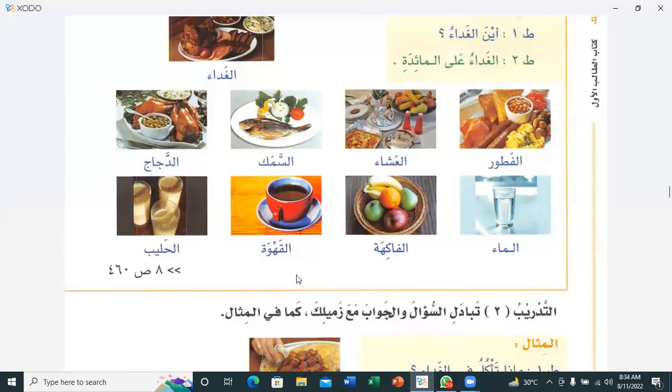Naam, lakin al-ifratu fi tanabul al-kahwata darun lissihati. Good, mashallah. And now rejoin this link. Okay, dear? Okay.